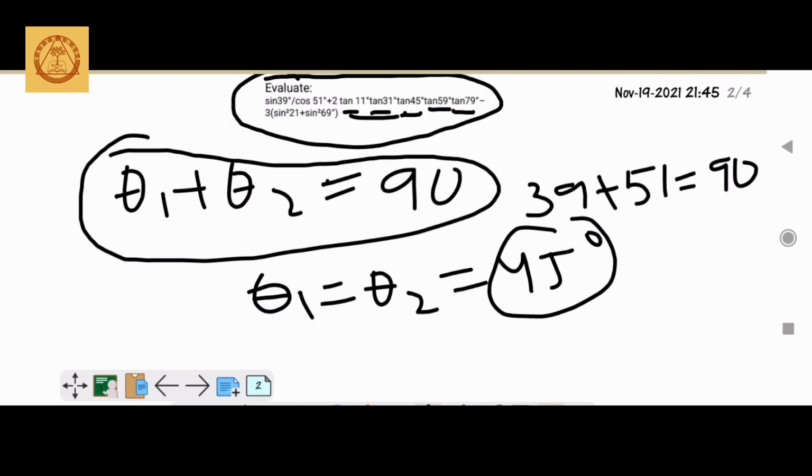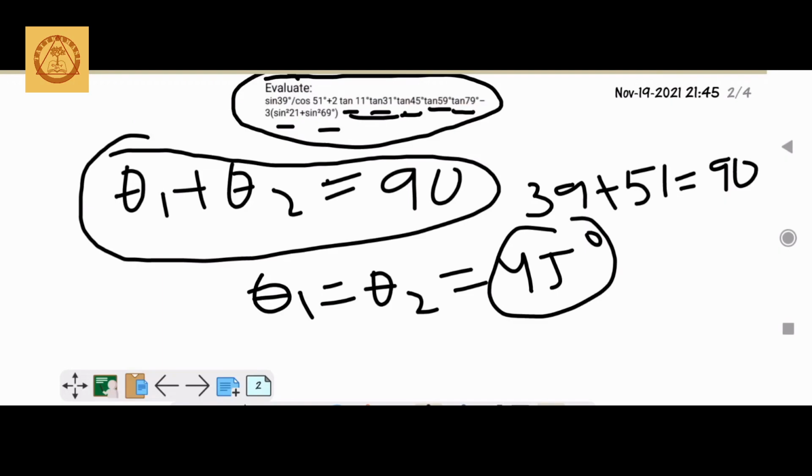In this line we can see 21 plus 69 is equal to what? 90. So we can put 45 here also. Let us go to the next page, and we'll put the values over here.